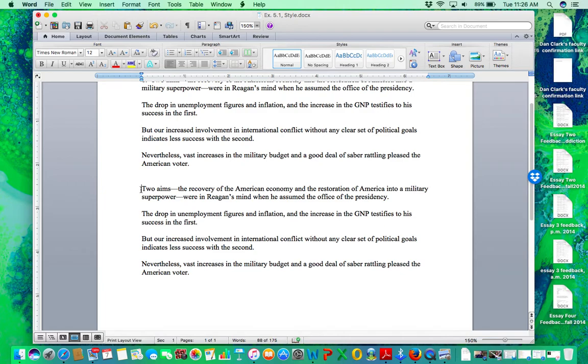So two aims: the recovery of the American economy and the restoration of America into a military superpower were in Reagan's mind when he assumed the office of the presidency. The drop in unemployment figures and inflation and the increase in the GNP testifies to success in the first. But our increased involvement in the international conflict without any clear set of political goals indicates less success with the second. Nevertheless, vast increases in the military budget and a good deal of saber rattling pleased the American voter. All right, so it's about the recovery of the American economy and restoration of the American military, and it's what Reagan was doing.